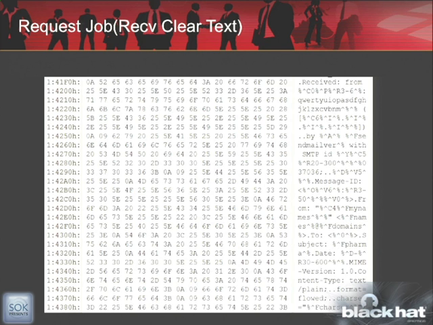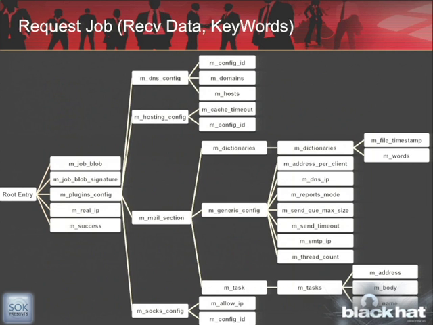So let's see the receive data structure. It's more complicated. It contains the task configurations, like the spam template, the domain names used by the bot to send spam, and also the words used to form the spam.